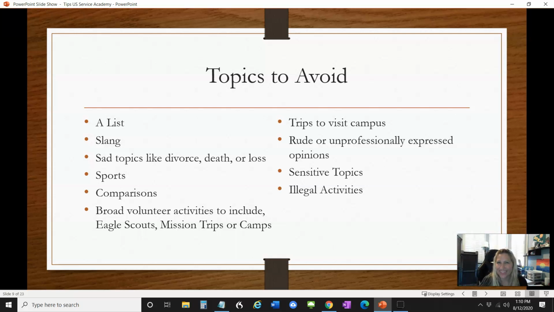All right, sad topics like death, divorce, or loss. The reason that you want to avoid these topics is usually it is very hard to talk about those topics in a way that is interesting and useful to the reader. You don't just want the reader to read your essay and be sad or upset. If you're going to mention something like death, divorce, or loss, and it's just a mention to describe something, then that's okay.